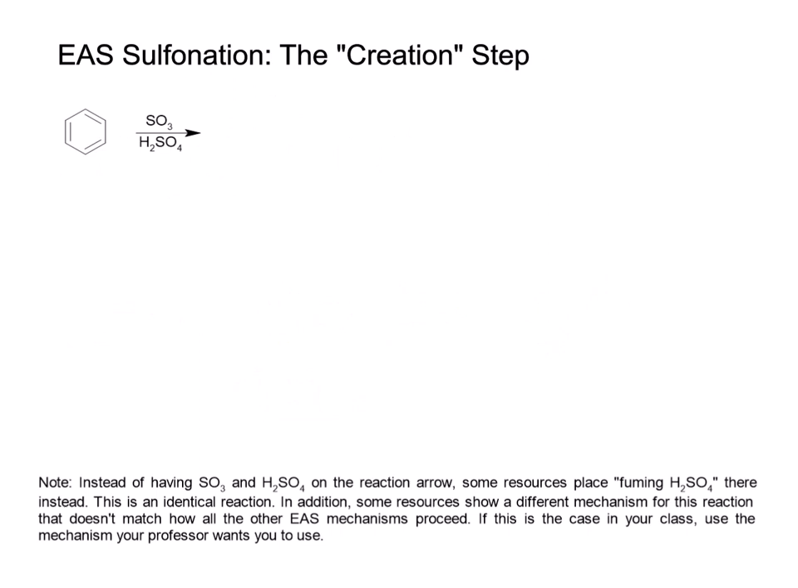The creation step in sulfonation is a little strange, but once you see it in its entirety, it's actually pretty easy to understand. First, we need to look at SO3. And SO3 is a sulfur that is double bonded to 3 different oxygens. What's strange about this molecule is that sulfur is a period 3 element and oxygen is a period 2 element. That gives us these 3 double bonds that are a little different than what we're used to in organic chemistry.